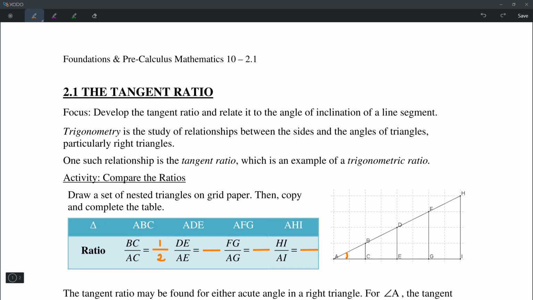Similarly, DE is length 2 and AE is length 4. Once again, that's DE and AE, followed by FG, which has length 3, AG, which has length 6, and finally, for HI and AI, we have the lengths 4 and 8, respectively. Notice that all of these ratios are actually just 1/2.